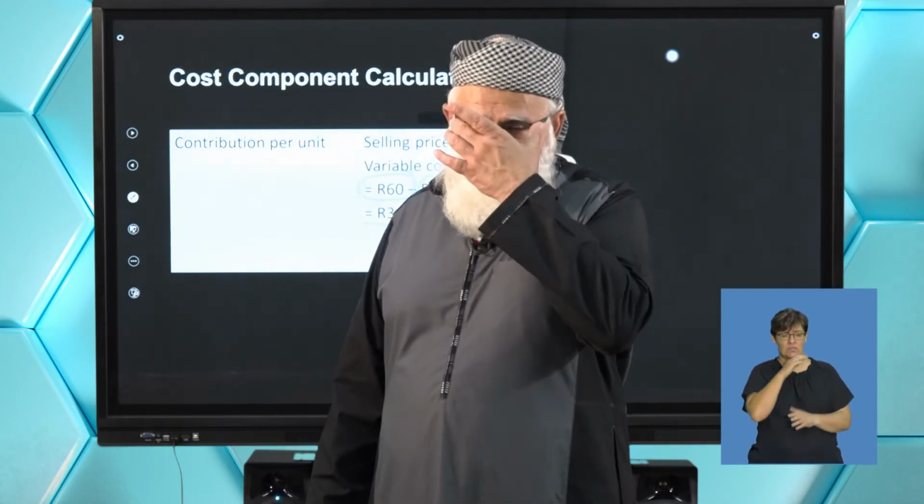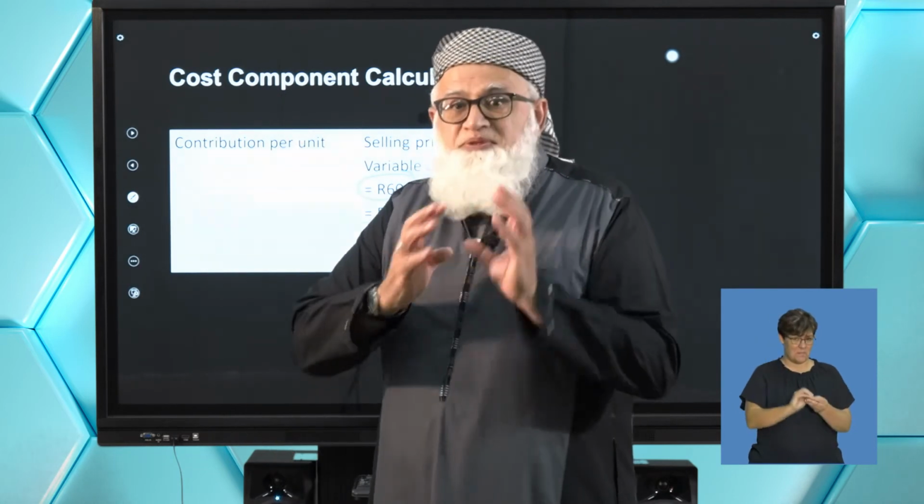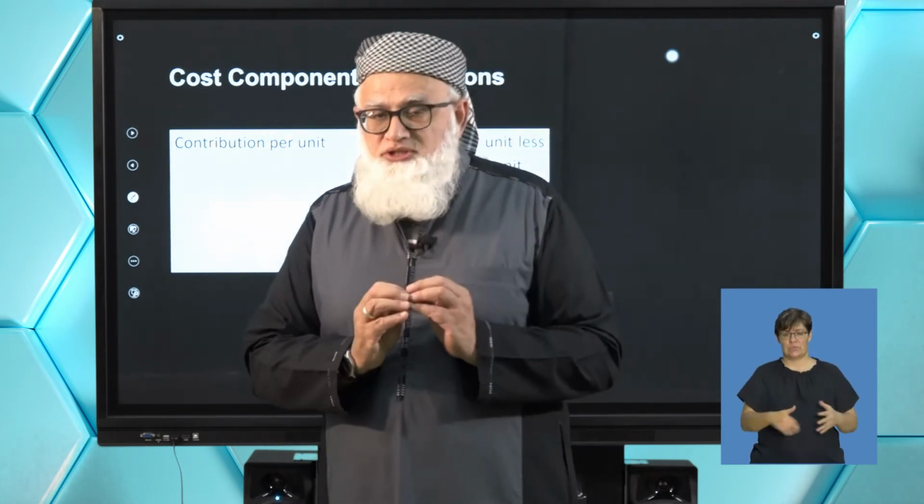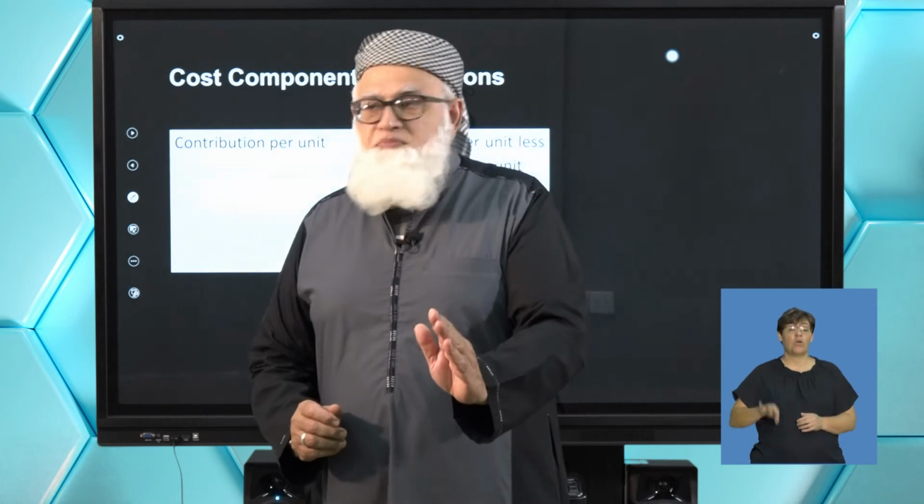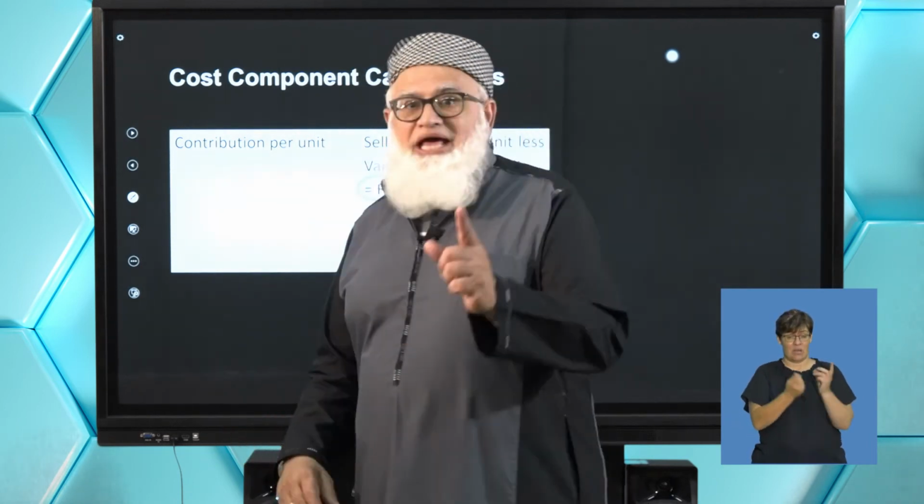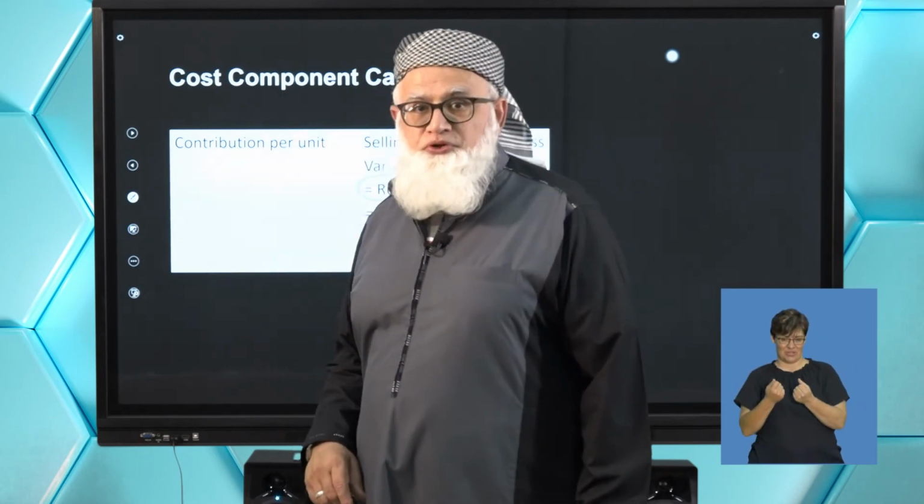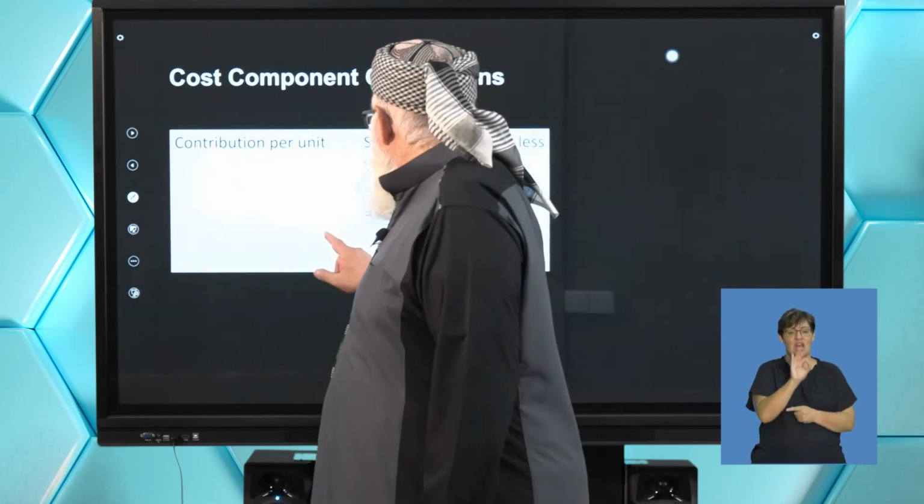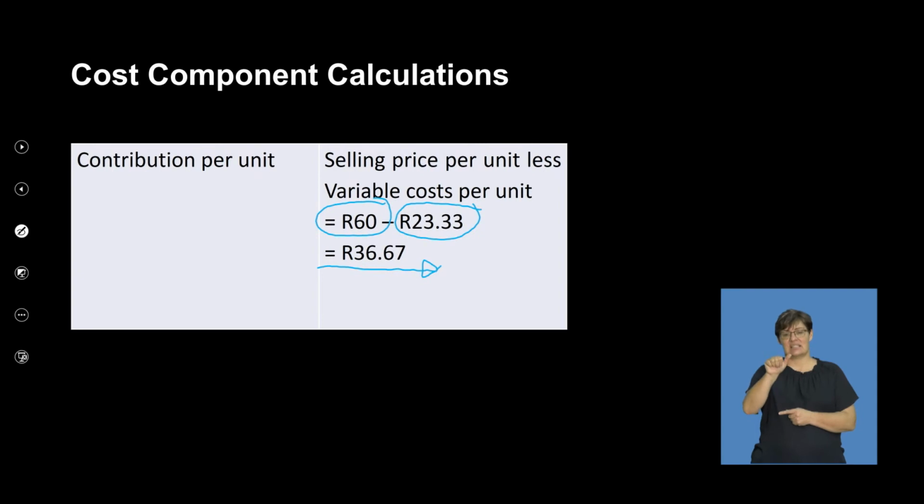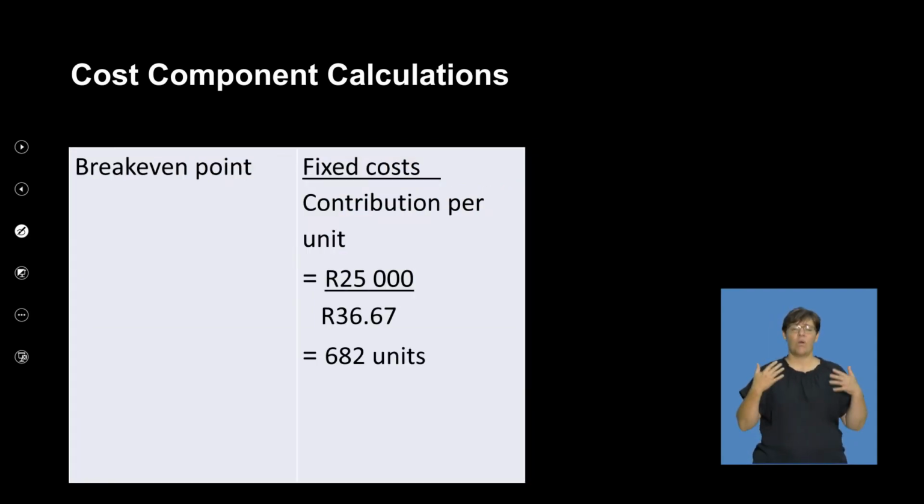Before we go on to the usage, let's just recap this particular one because of its importance. Your contribution per unit will be your selling price per unit less your variable cost per unit. This would then give you a figure of 36 Rand and 67 cents. Okay, now we come to the very, very important unit cost, and it's called your break-even point.